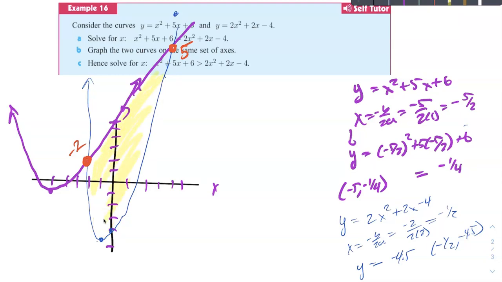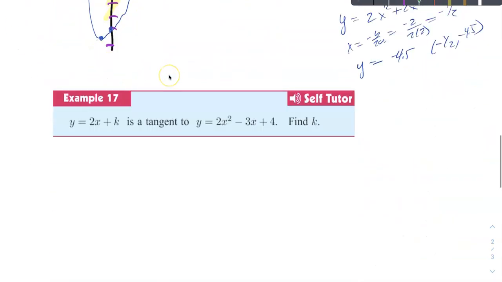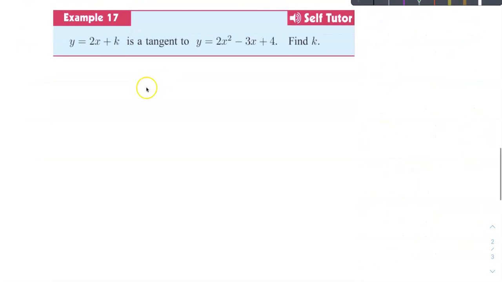The only part of that I really care about is the x values, though. That's from -2 to 5-ish. So from -2 to 5 is where the purple graph is above the blue graph. And that's the answer to that one. So next one: y equals 2x plus k is a tangent to the graph of this. Find k. So the key here is the fact that it's a tangent to the graph.